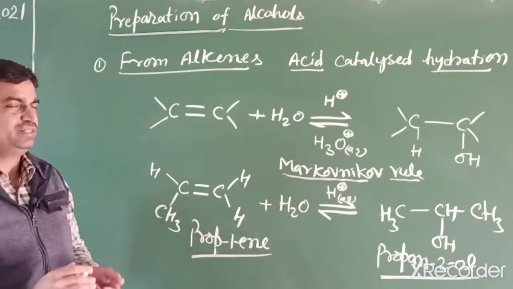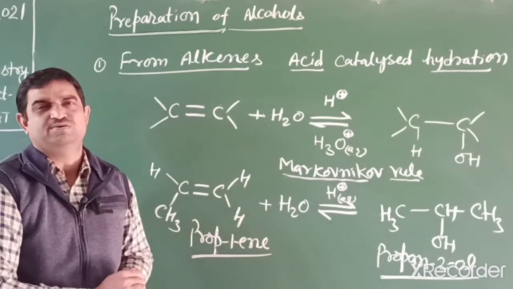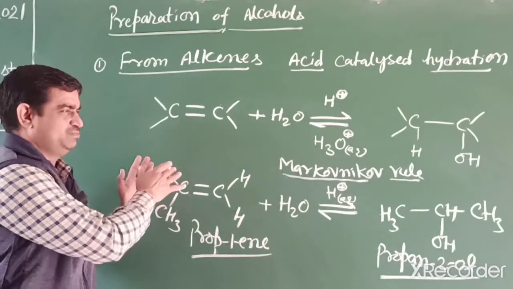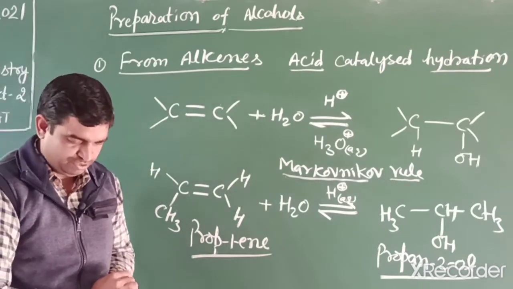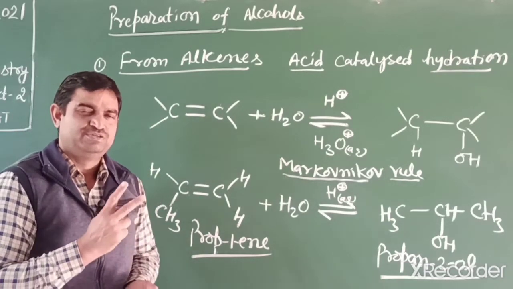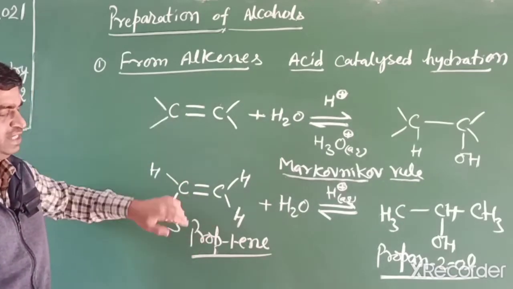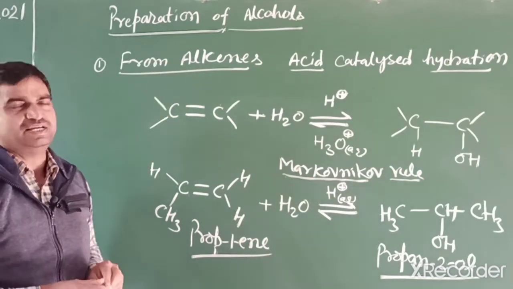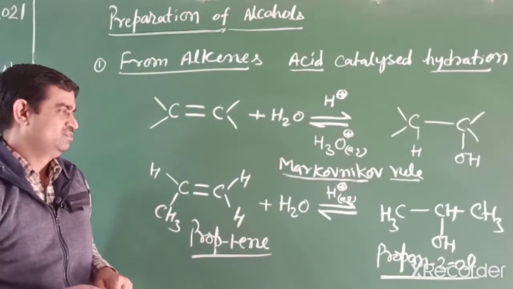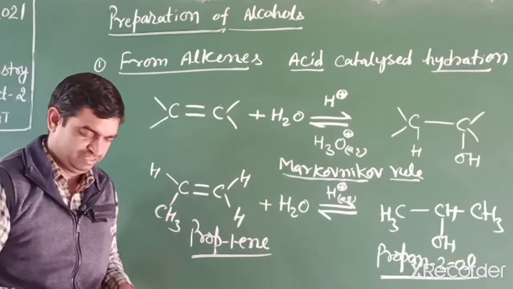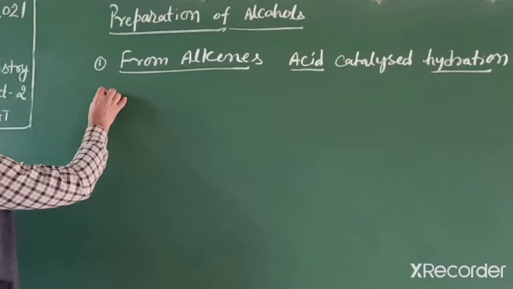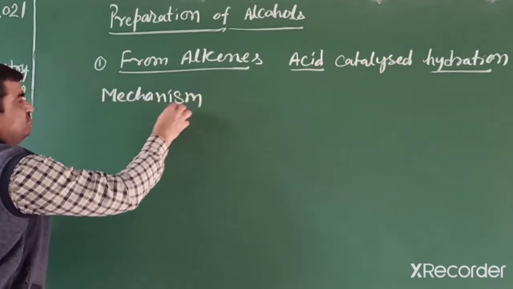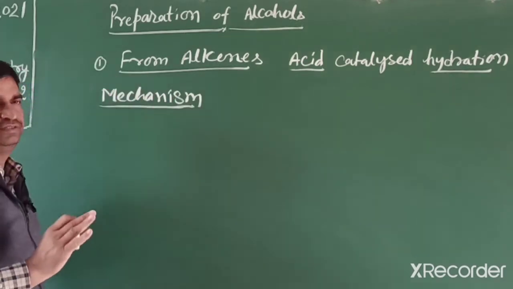Now students, we will discuss its mechanism, how this reaction occurs, and it is a very important mechanism. This mechanism comes in almost all papers, because in your syllabus there are at least 2 mechanisms, and out of these, this one, acid catalyzed hydration of alkene, is most important. So now we will explain its mechanism. This reaction occurs in 3 steps.